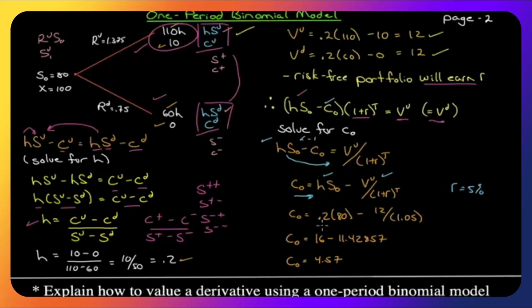So let's do that. Our hedge ratio is 0.2. The stock was $80. We already figured out the value of the portfolio is 12. We're going to assume a risk-free rate of 5%. And we get 16. 0.2 times A is 16. This is 11.4287857. The call is worth $4.57.